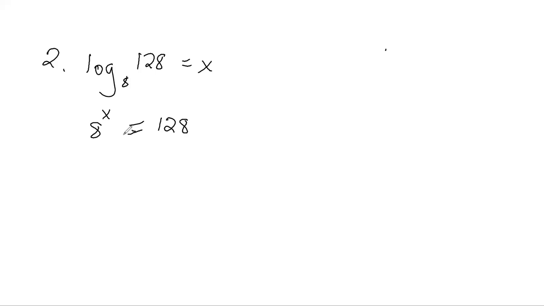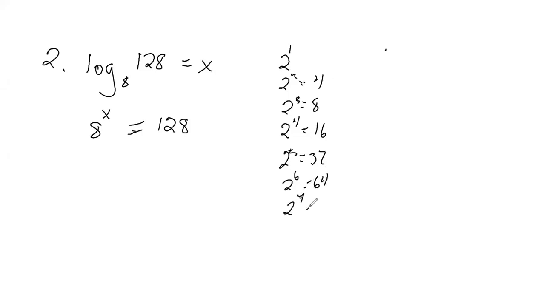Then we have to try to find a common base. I'm hoping you stumble on 2 because that's the correct number. 2 to the first, 2 squared is 4, 2 to the third is 8, 2 to the fourth. You're going to have to get good at recognizing these numbers. 2 to the fifth is 32, 2 to the sixth is 64, and 2 to the seventh power is 128.